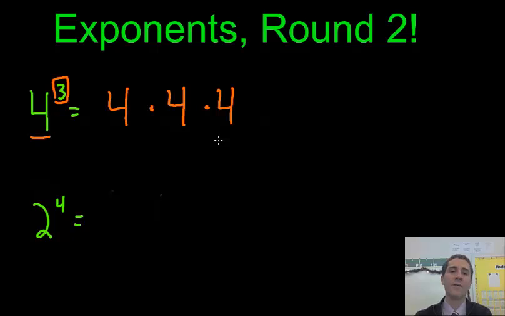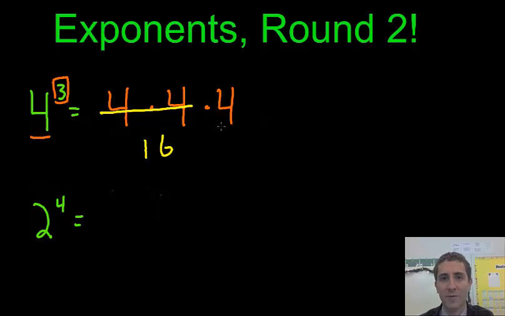Then in order to solve this, all I do is multiply 4 times 4 times 4. And I just do them one at a time. So I go 4 times 4. Well, I know 4 times 4 is 16. So I take my 2 4s, 4 times 4 is 16.